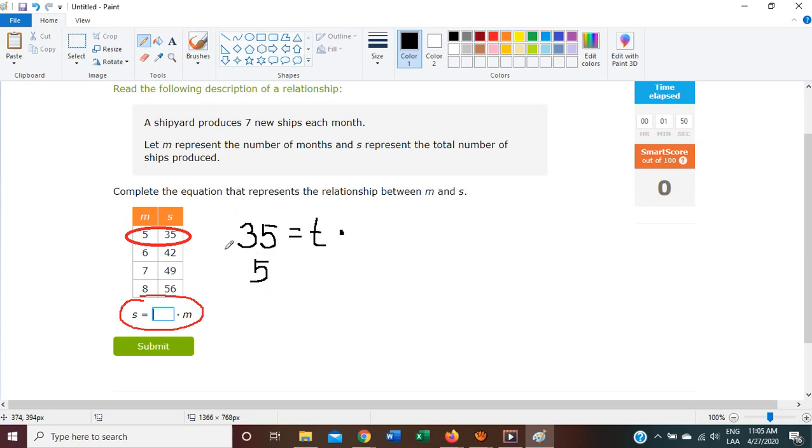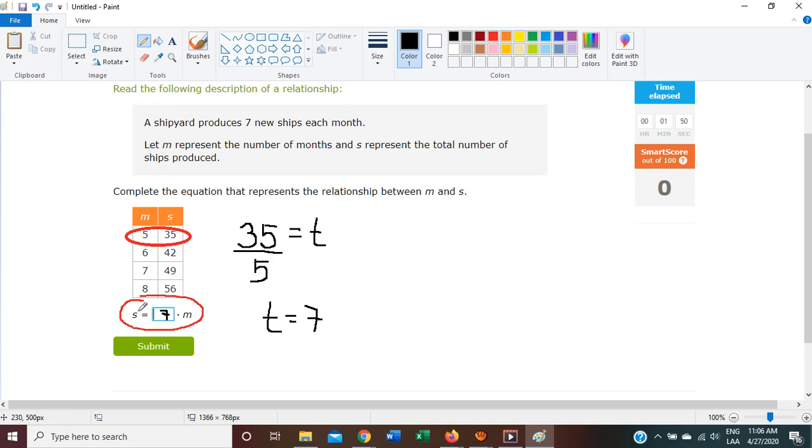So now I am going to erase this little dot, and T equals 35 divided by 5. So T equals how much? 7. So the answer here should be 7. S equals 7 times m. Is it right? 35 equals 7 times 5? Yes. And it's going to work with all the rows.